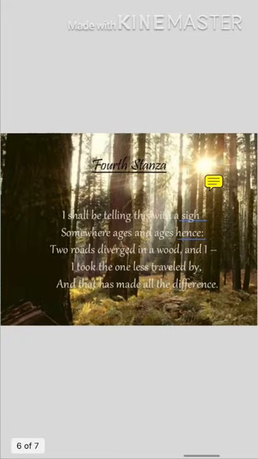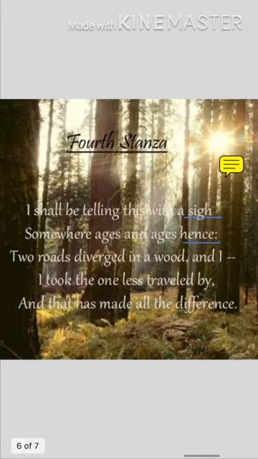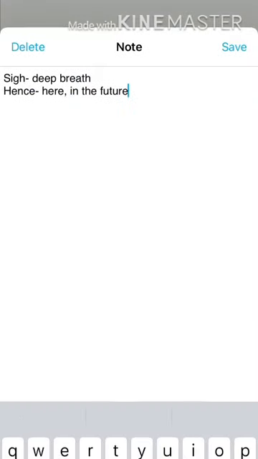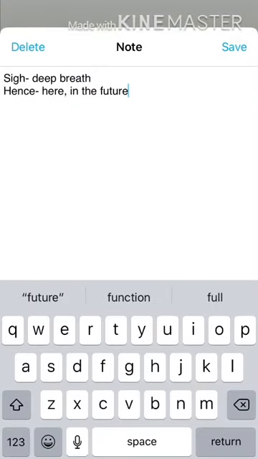So come to the fourth stanza. I shall be telling this with a sigh, somewhere ages and ages hence. Two roads diverged in a wood, and I took the one less travelled by, and that has made all the difference. So here sigh means deep breath, and hence means in the future.